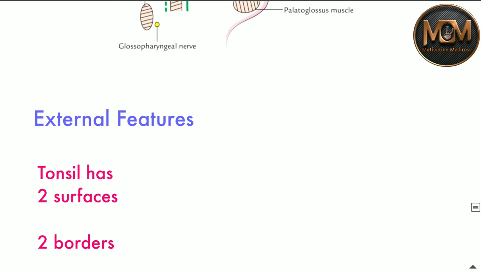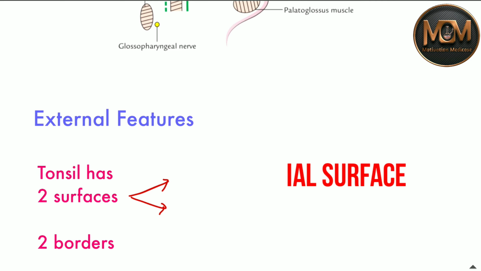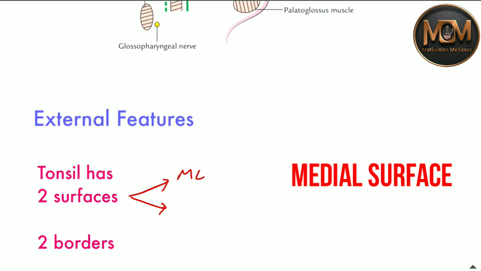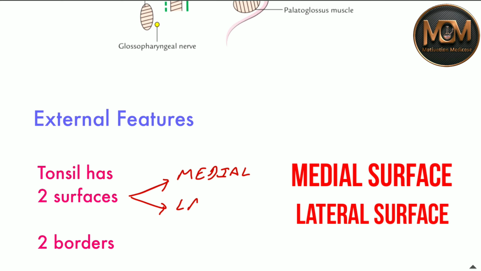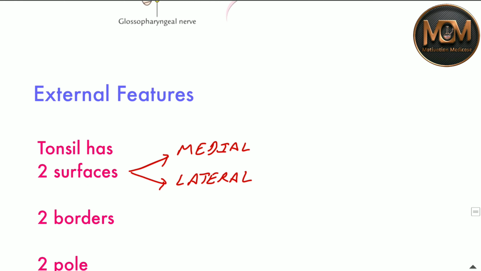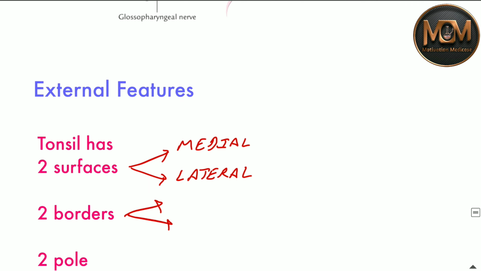Now the external features of the palatine tonsils. As I have told you, it is almond shaped. It has two surfaces, a medial surface and a lateral surface. If something has medial and lateral surfaces, it must have anterior and posterior borders, and it also has two poles, the upper pole and the lower pole.